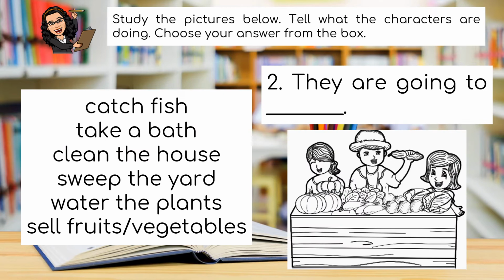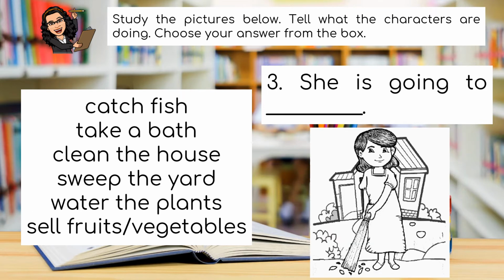Number 2, they are going to blank. What is the correct answer? Sell fruits or vegetables. They are going to sell fruits or vegetables. Number 3, she is going to blank. Tell what the character is doing. Sweep the yard. She is going to sweep the yard.